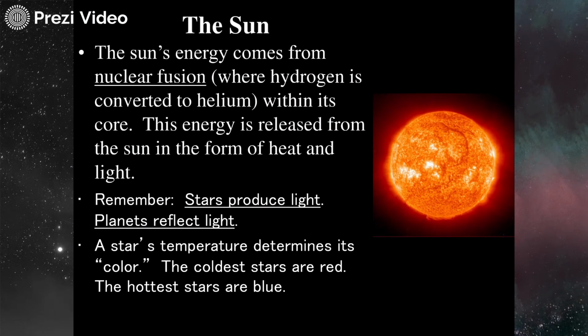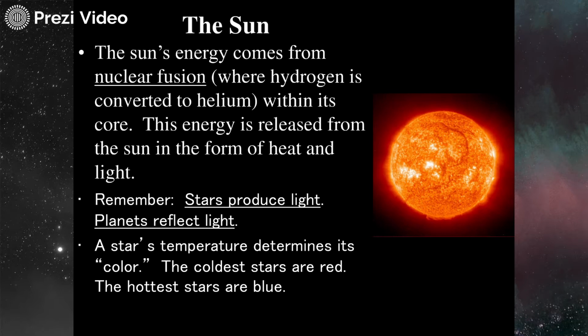What is the sun? Well, the sun's energy comes from nuclear fusion, where hydrogen molecules are converted to helium. And that's all within the sun's core. This energy is released from the sun in the form of heat and light. So remember, the sun is a star. It's actually called a yellow dwarf star.